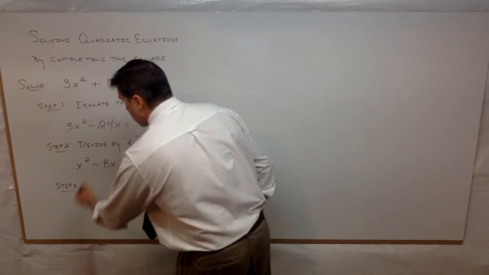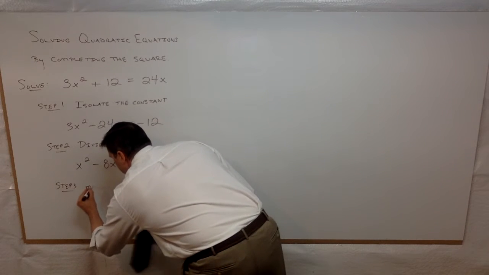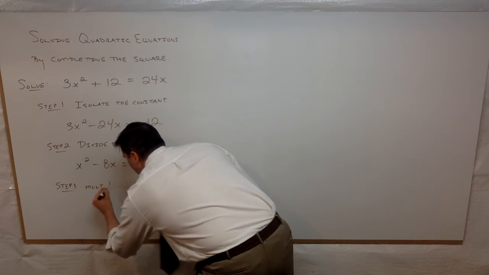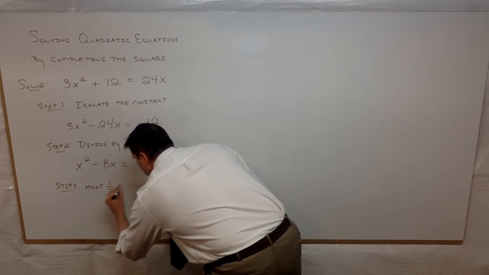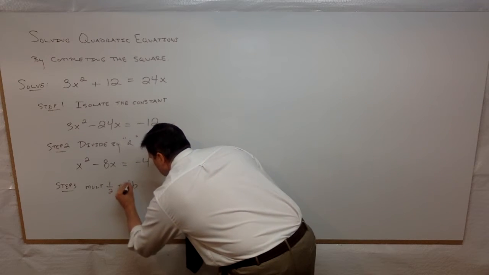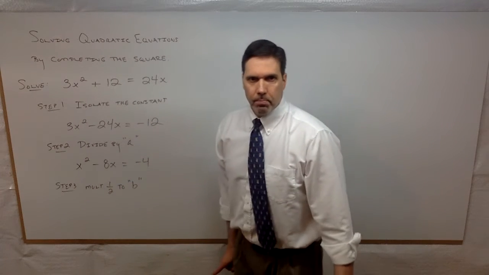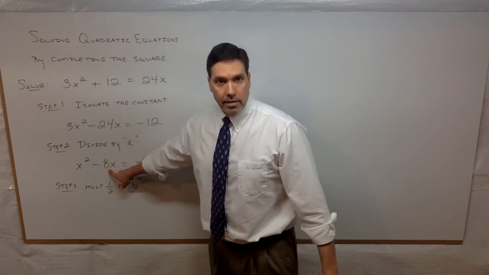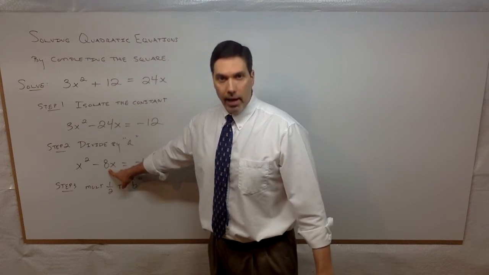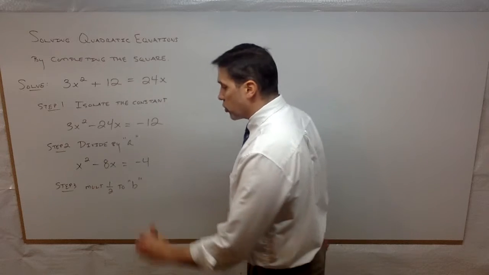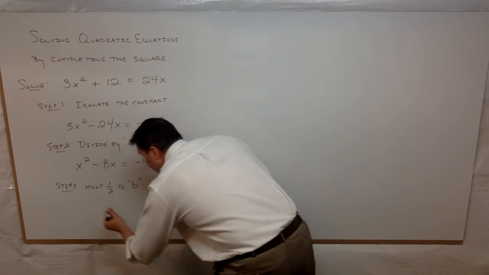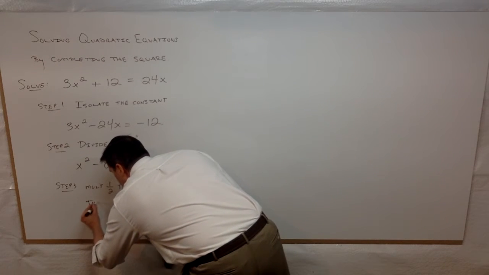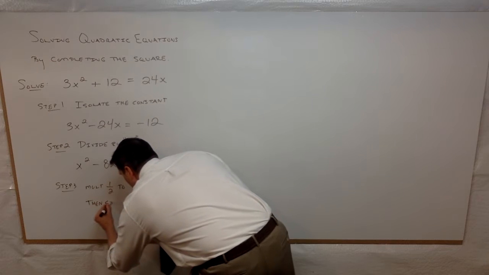So how do we do this? We're going to multiply 1/2 times b, the new linear term. In this case, that's -8. We need to multiply 1/2 times -8, then square the result. So multiply 1/2 times b, then square.